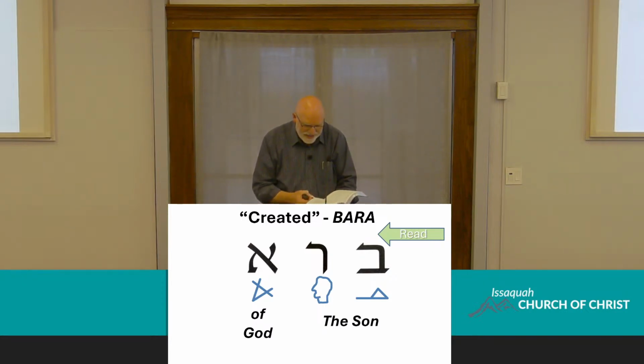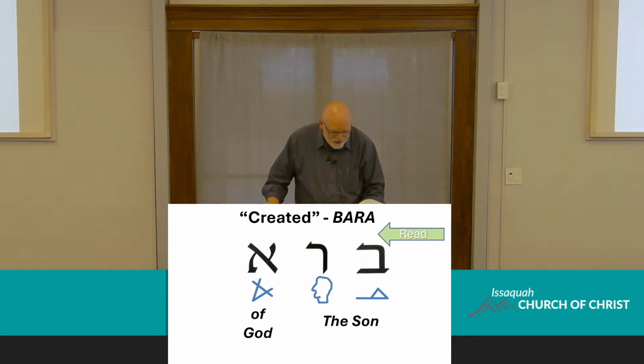Paul reiterates that, or echoes that, in Colossians chapter 1, verses 15 through 17. The Son is the image of the invisible God, the firstborn over all creation. For in him all things were created, things in heaven and on earth, visible and invisible, whether thrones or powers or rulers or authorities, all things have been created through him and for him. He is before all things, and in him all things hold together.